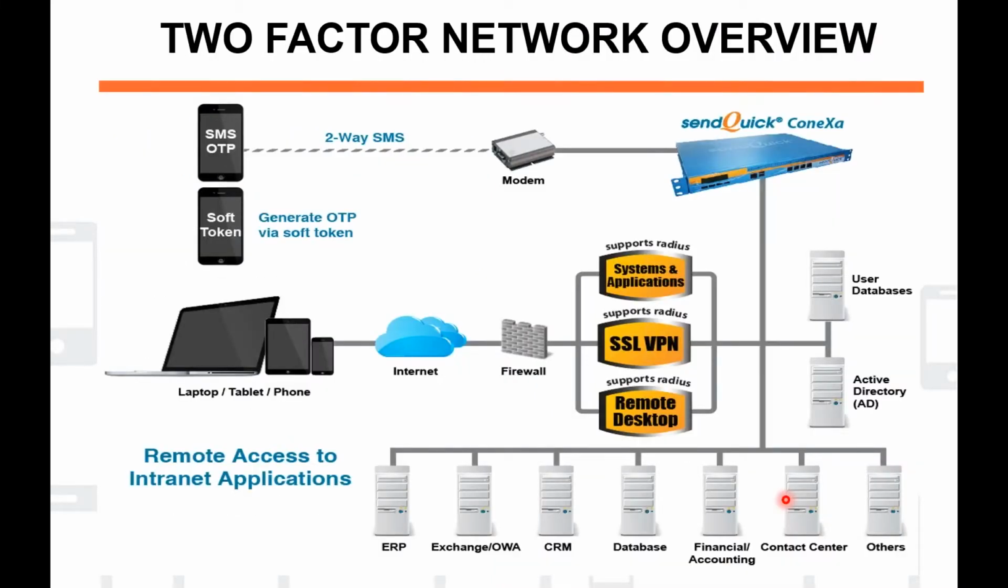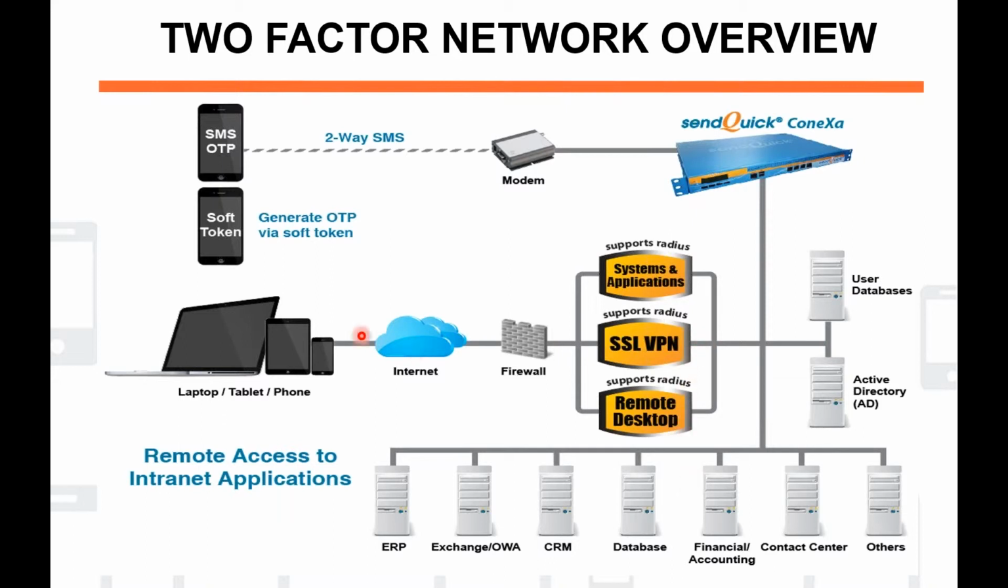So here is a simple flow of the implementation of sendQuick Connexa. As you can see on the left-hand side, we have the user accessing remotely, whether through 3G, work from home, or public places like coffee shops such as Starbucks. Before implementing Connexa, the user accesses the internet through SSL VPN or remote desktop or applications, gets verified against Active Directory, and once verified, gains access to your organization.